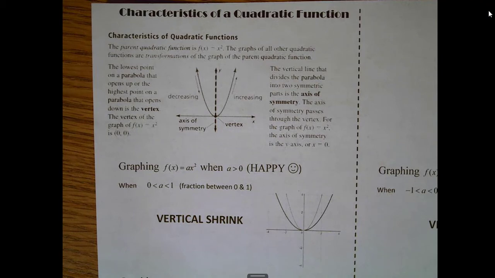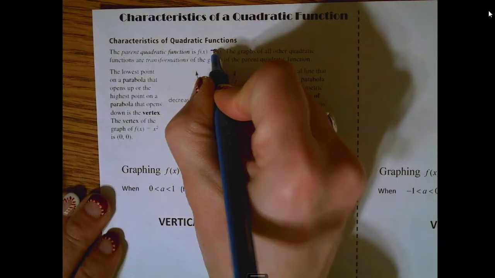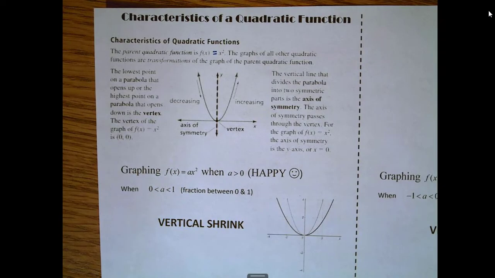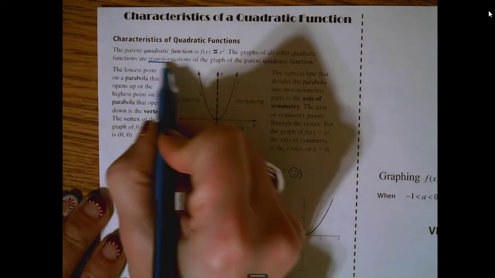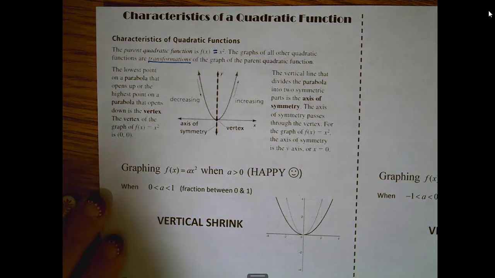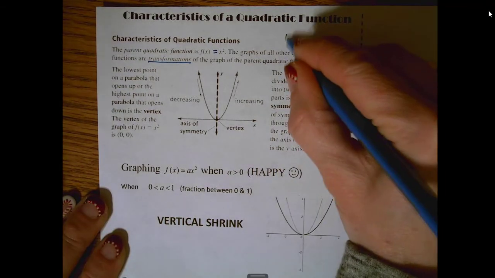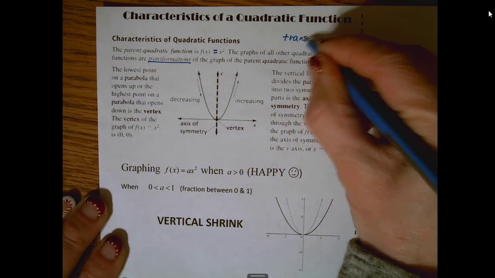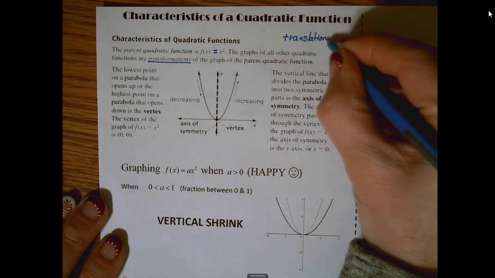The parent quadratic function is f of x equals x squared. I know that didn't print off the greatest. The graphs of all other quadratic functions are transformations of the graph of the parent quadratic function. Now, the transformations that we'll be taking a look at will be translation. And remember, that just means a slide.